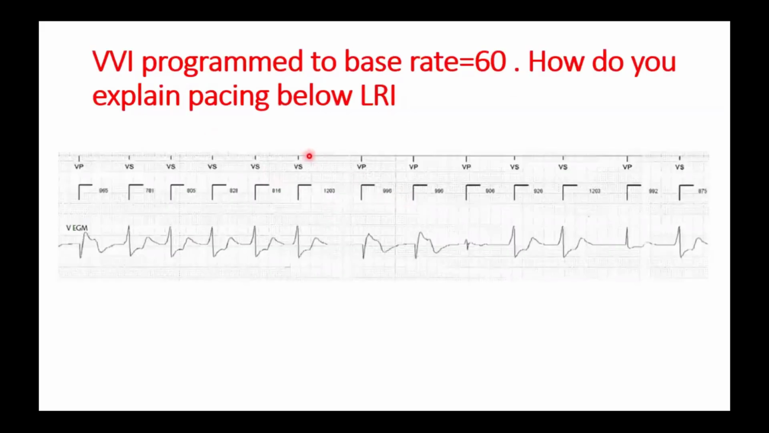So this patient has a single chamber pacemaker programmed to a base rate of 60 beats per minute. However, we notice that there's pacing at a rate lower than the lower rate interval. The lower rate interval should be 1,000 milliseconds. Here, we notice that the pacing comes after 1,200 milliseconds. So why does the rate of pacing vary and become lower than the lower rate interval?